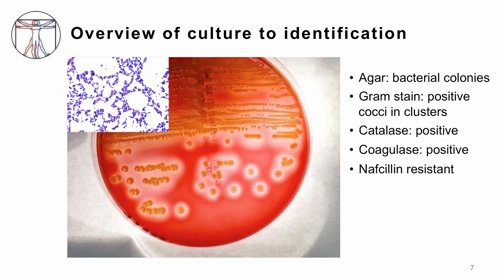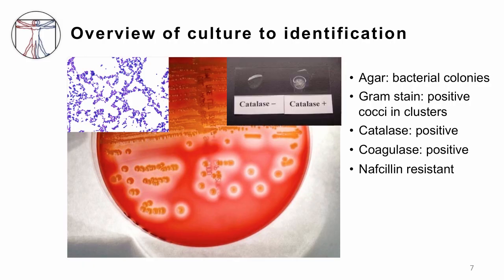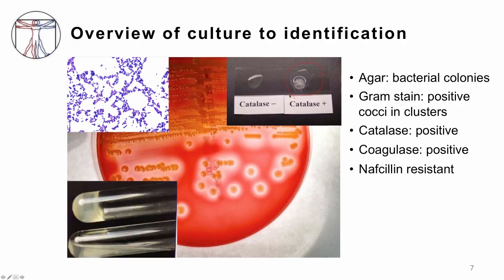You're going to then do a Gram stain, and then you're going to see you have Gram-positive cocci in clusters, which will be suggestive, although not for sure, staph. You could then do a catalase test. Catalase test is commonly used to differentiate staph versus strep species, and if yours is a catalase-positive pathogen, like this one here, that is going to suggest that it's staph, not strep. But you're not going to know what species it is until you do another test.